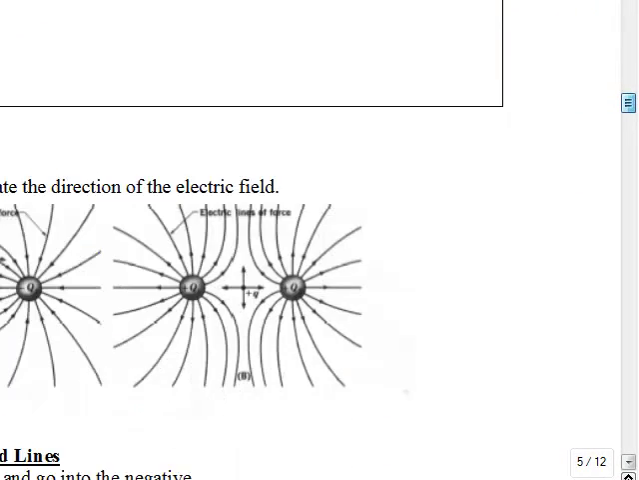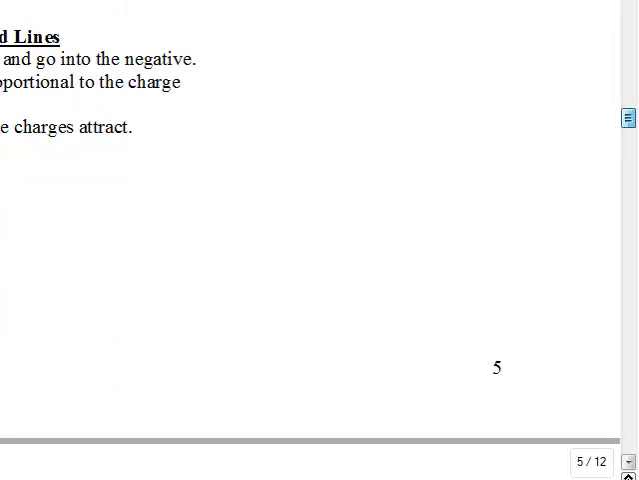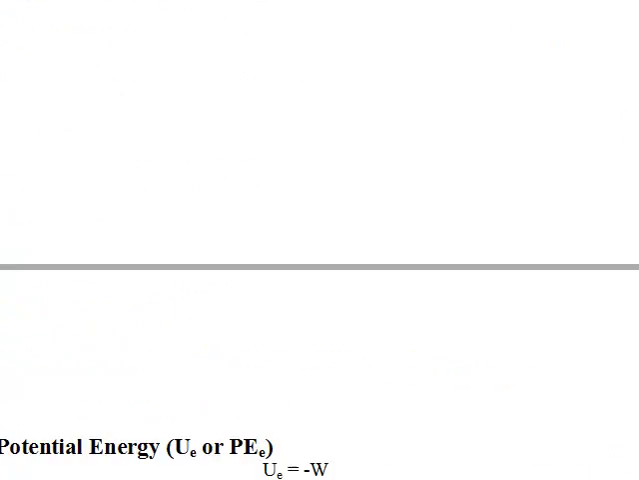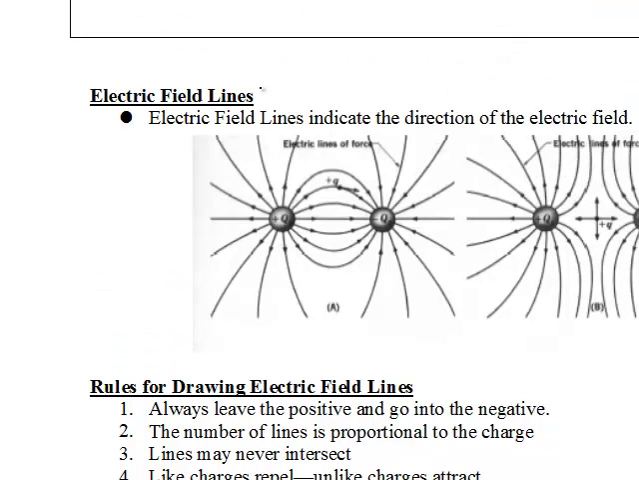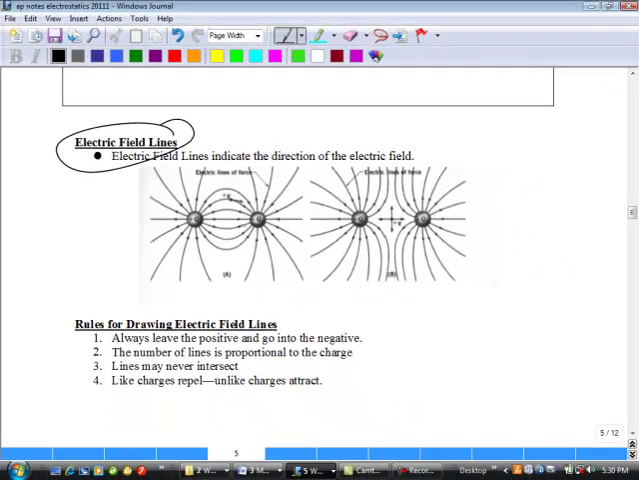Last little bit before we finish up with this part, we're going to talk about electric field lines. Electric field lines show the direction of the electric field. Notice that these are a positive and a negative charged particle, and the lines show the attraction between these two particles. These are two like charges, either both negative or both positive, so they're going to repel.